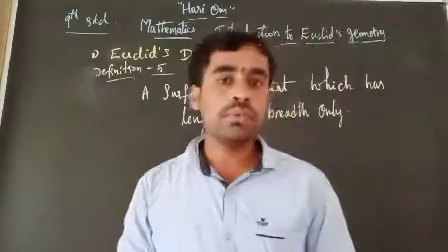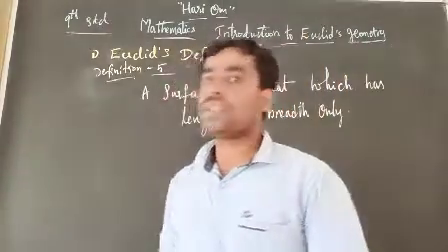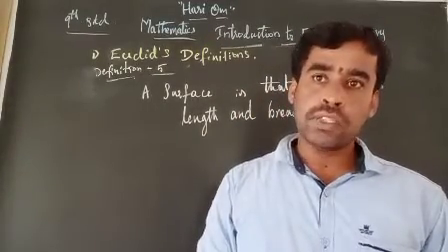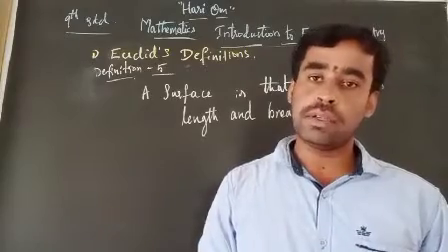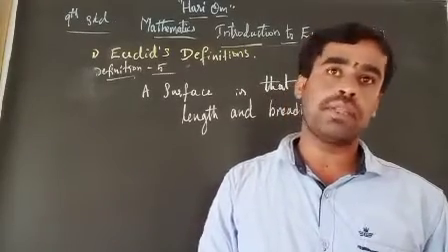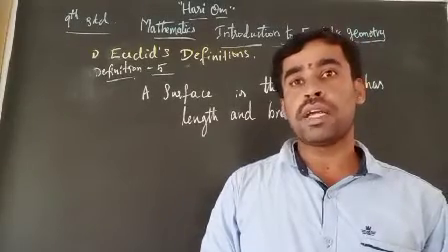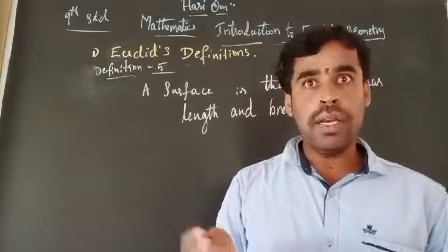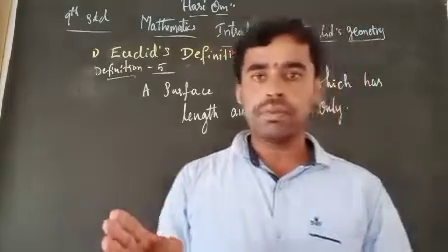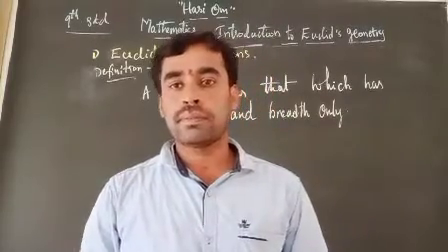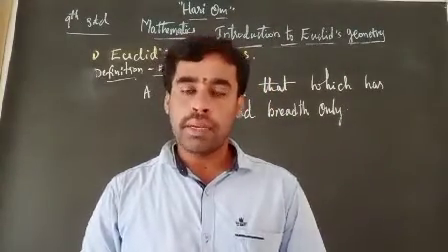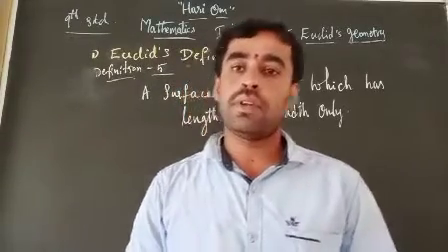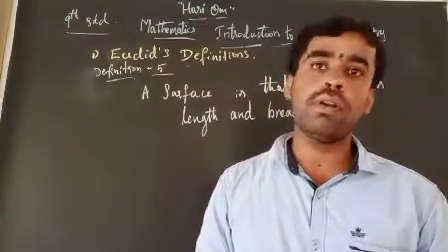Dear students, as we come to definition number 5, it says that a surface is that which has length and breadth only. A surface has only length and breadth, and it doesn't have any thickness. So you know the meaning of surface. A solid has a shape, size, position, and can be moved from one place to another. Its boundaries are what we call surfaces.